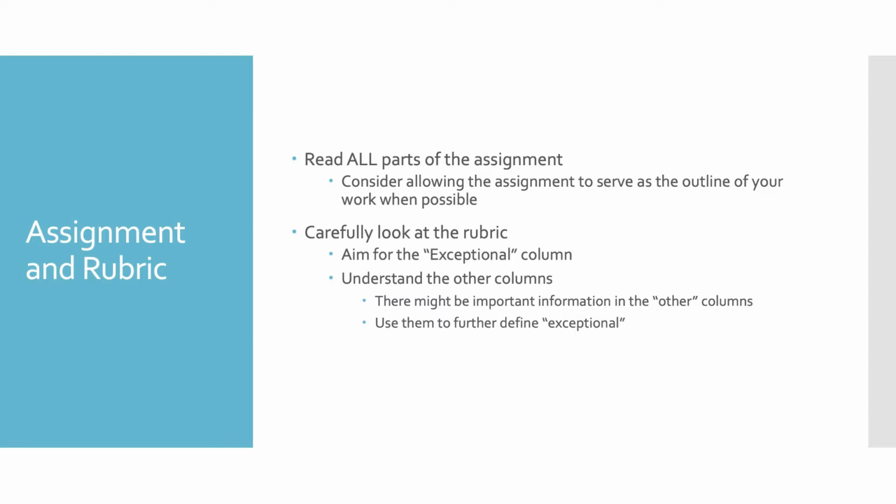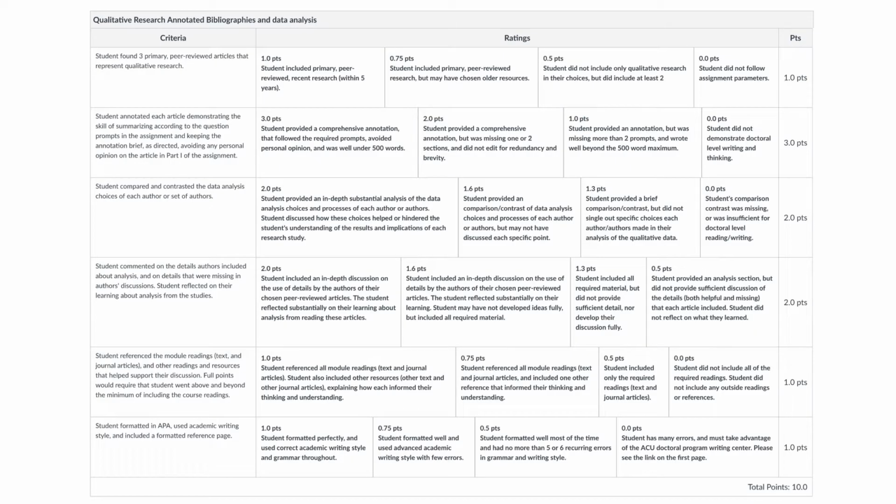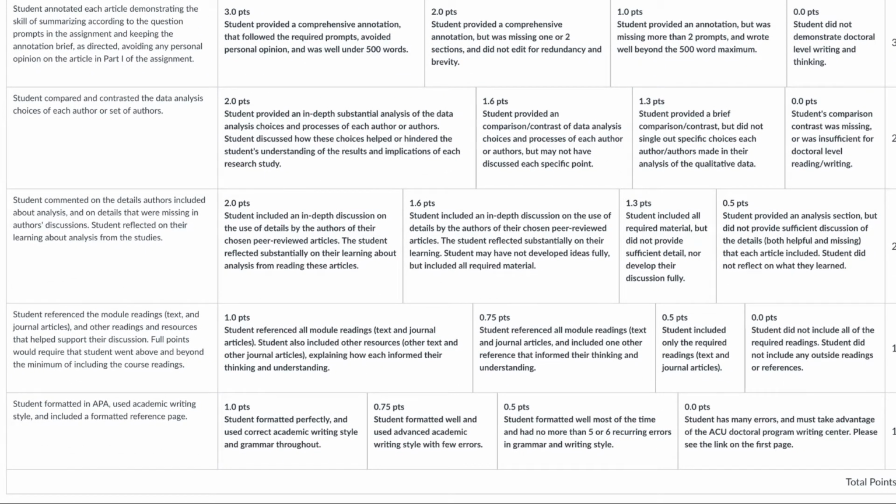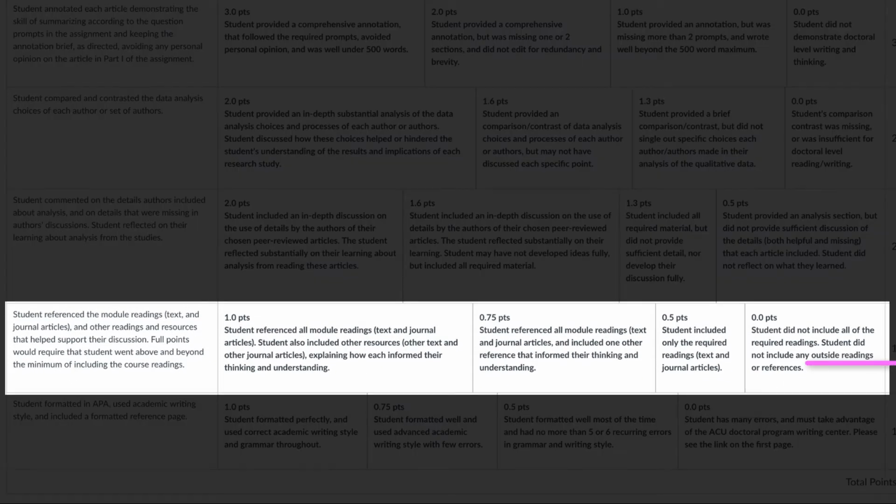Exceptional students always shoot for the exceptional category, but it is also a great idea to know about the other categories. In this instance, notice the way that the lowest score on referencing module readings mentions outside sources. Those words are not actually used in the exceptional category, though they are implied by the phrase other text and other journal articles.